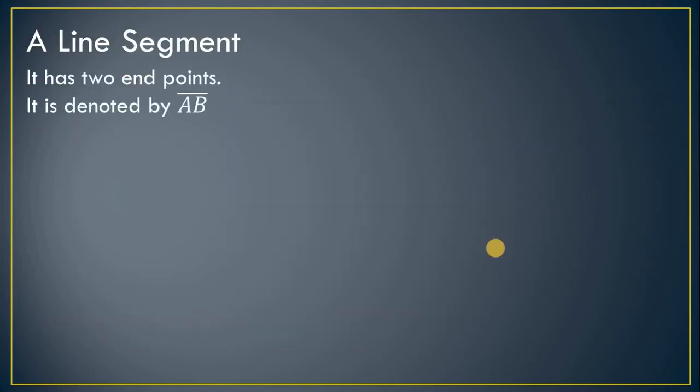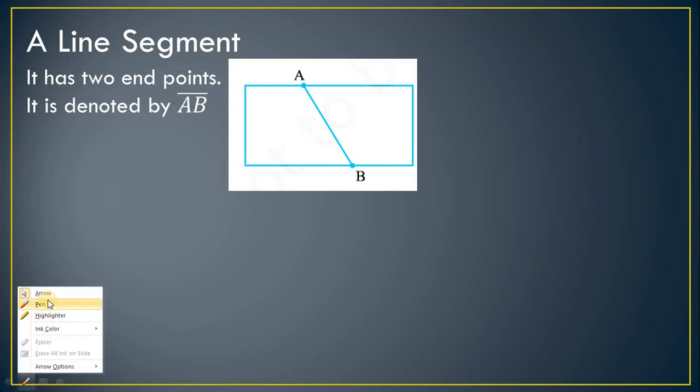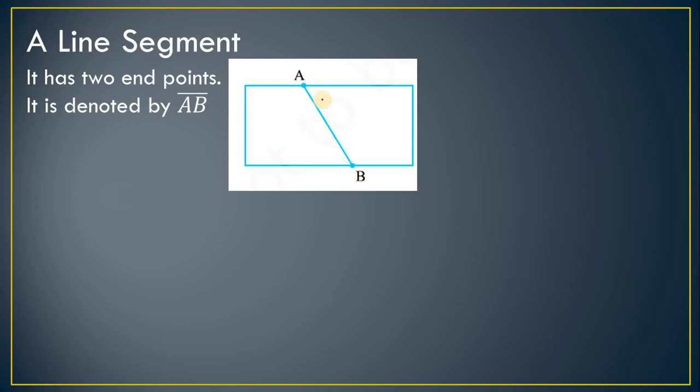Line segment. It has two end points. It is denoted by line segment AB, with a line drawn above AB. If you consider this diagram, you observe a line segment is present. It has a fixed length. It starts at A and ends at B, which means we cannot extend that point.